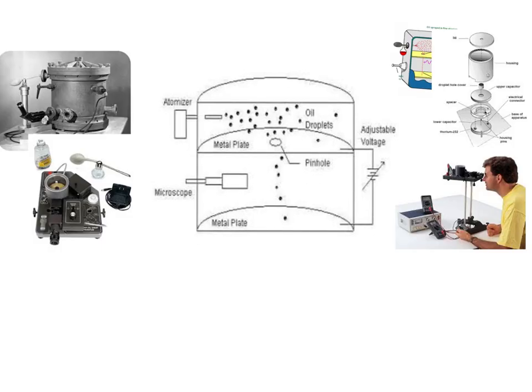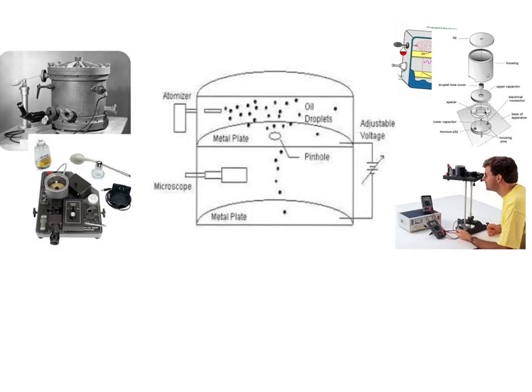It has the sprayer. It's called an atomizer. It creates the oil drops. There's a little hole in the top plate. So this is a metal plate. This is a metal plate. And in this case, they're showing the voltage source. And that arrow means that it's adjustable. Here's the viewing scope. And notice in this one, there's no radiation source.